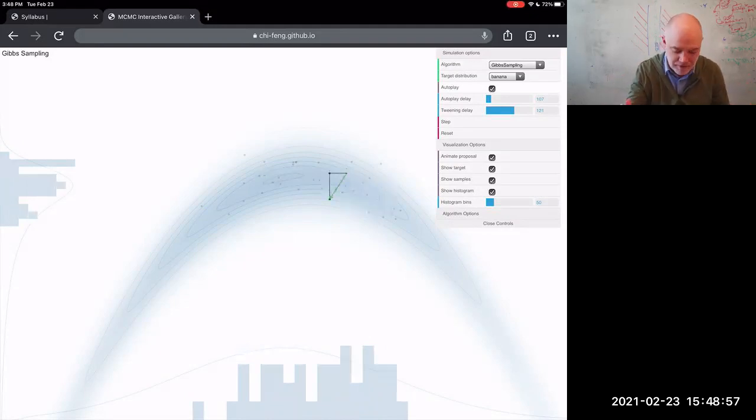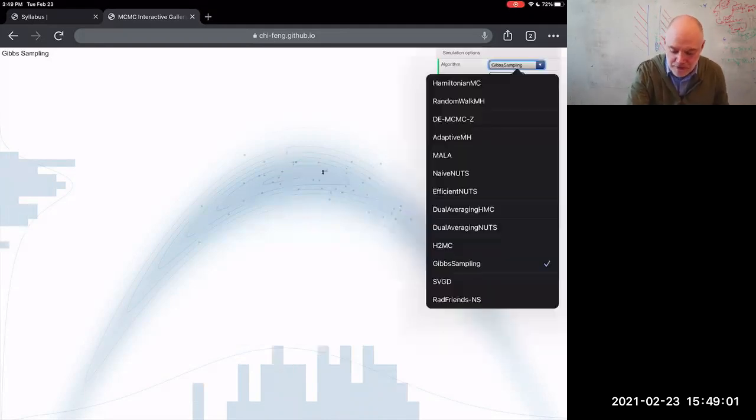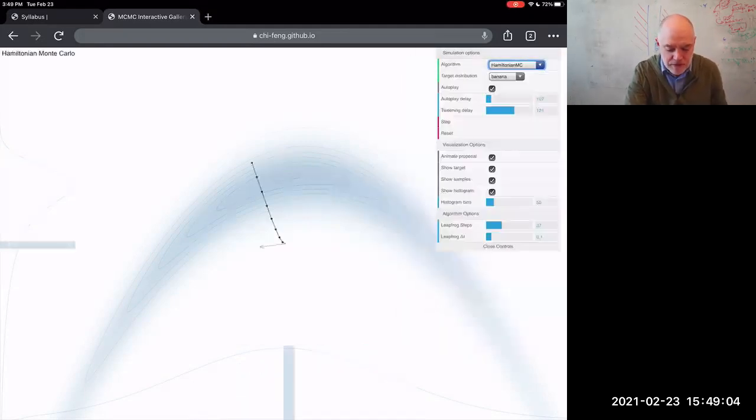This doesn't have importance sampling because there's no reason for importance sampling. But what it does have is Hamiltonian Monte Carlo, and I think that's super helpful for understanding what's going on.